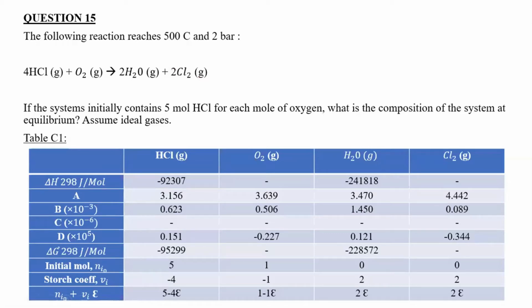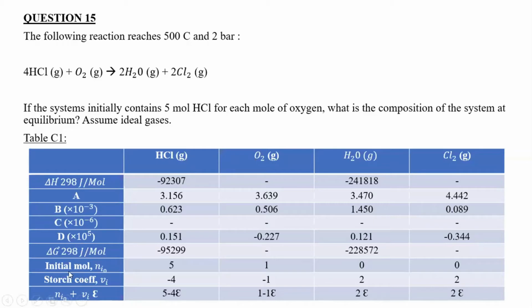Okay, here is the table that we created to avoid making mistakes. In this table, we put the delta H and delta G at standard state, which is 298 Kelvin, and the values of A, B, C, and D. Also the initial mole, stoichiometric coefficient, and the final mole for each species. The delta H and delta G we got from table C4, while the values of A, B, C, D we got from table C1.